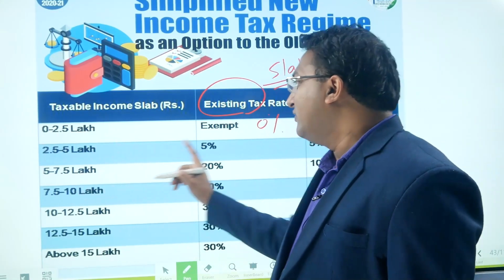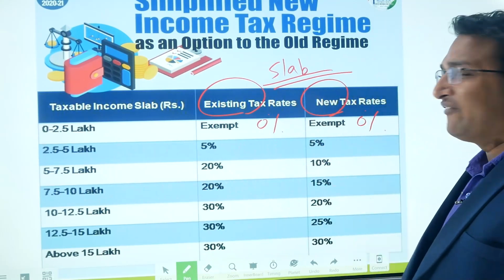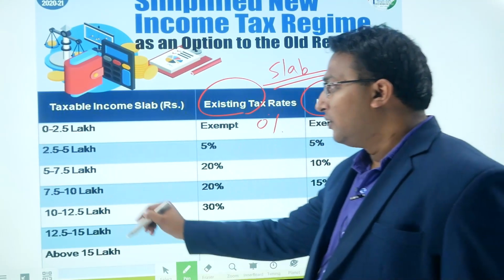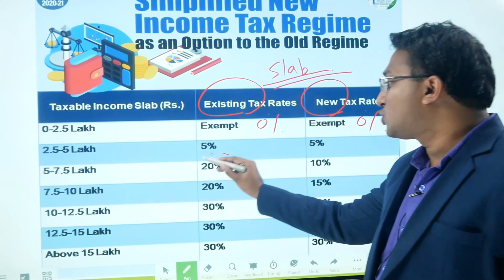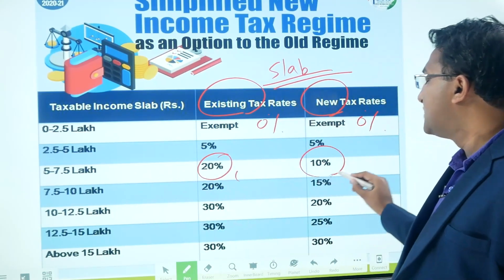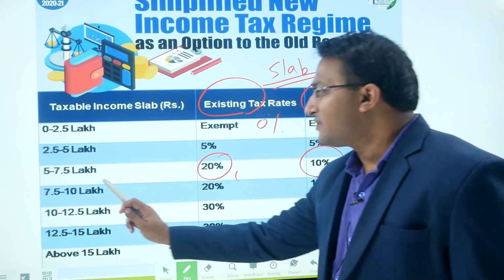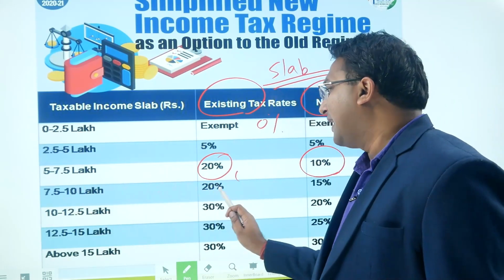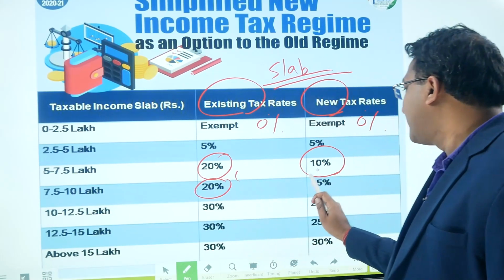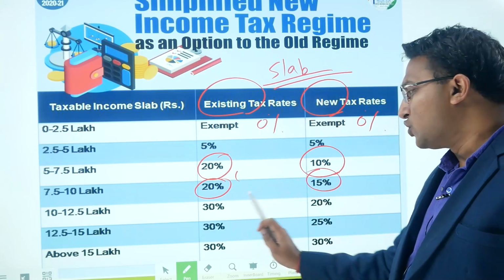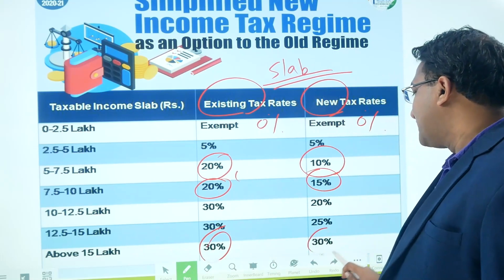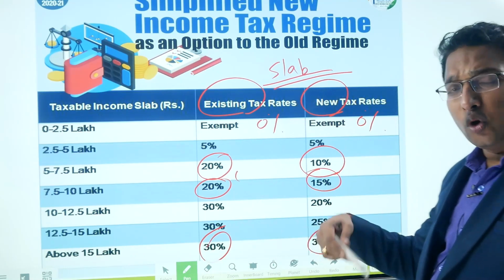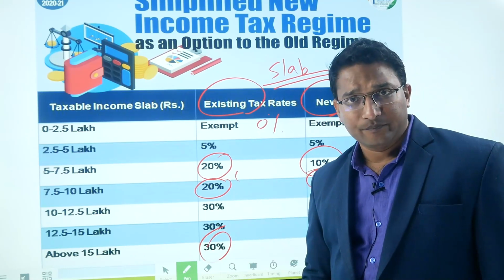Between 2.5 to 5, there is 5%, and 5% is also proposed. Between 5 to 7.5 lakh, existing there is 20%, 10% is proposed. Between 7.5 lakh to 10 lakh, existing 20%, 15% is proposed. And so on. Above 15 lakh, there is 30%, and now 30% is proposed. So you do not need to remember each one of these figures.